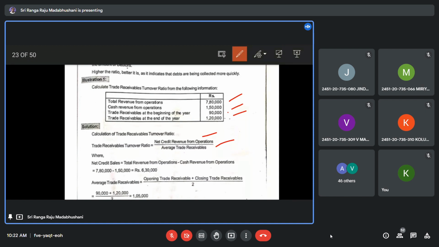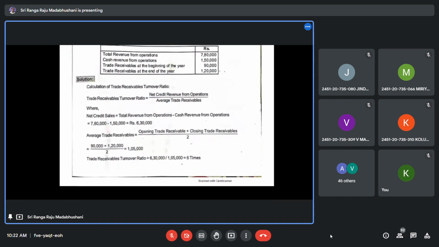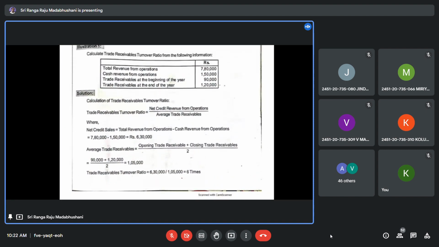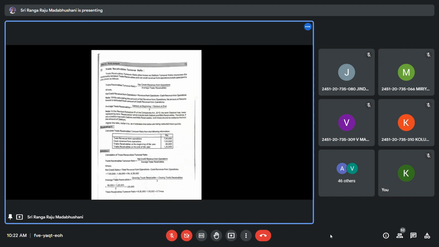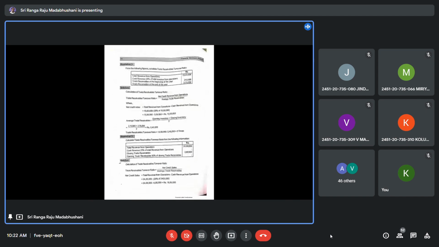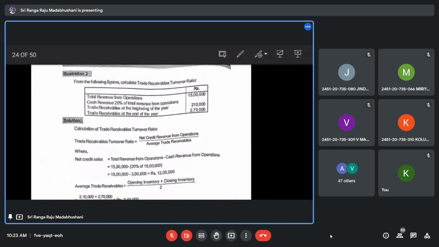So net revenue from operation, total sales minus cash sales, 6 lakhs 30. Average of opening and closing: 90 plus 120 by 2, 1 lakh 5,000. So debtors turnover ratio or receivable turnover ratio is 630 by 105, 6 times. Okay, fine. The company is doing well in recovering the debt, or realizing the credit sales quickly.